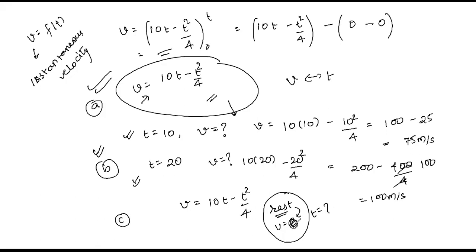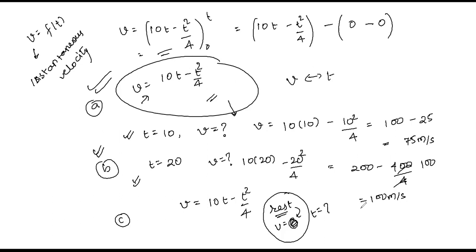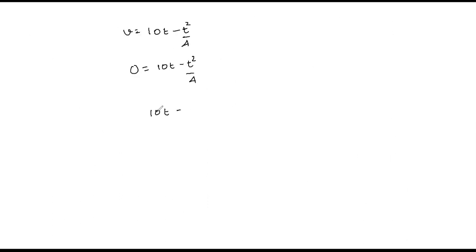So what is that time when the velocity is zero? In order to find that, in this expression v is equal to 10t minus t square by 4, we equate v to 0. This is how we end up with the final expression, which is 10t is equal to t square by 4.